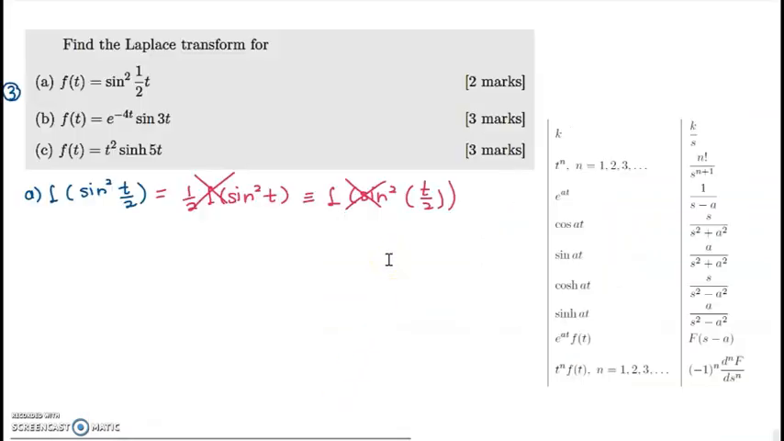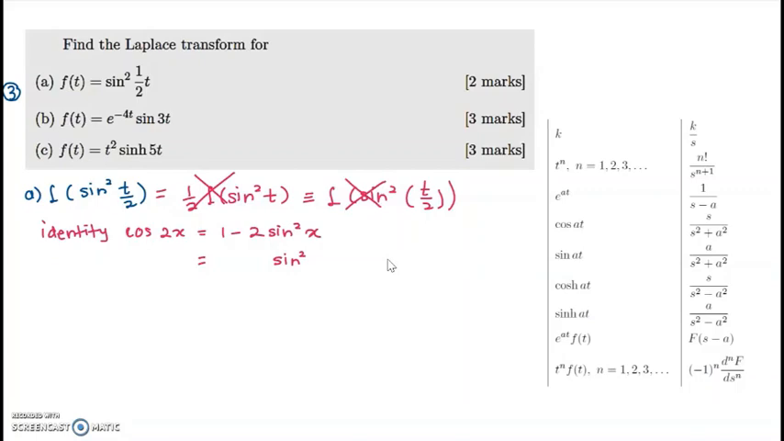So from the identity, we have cos 2x equals 1 minus 2 sine square x. This is what we have from the identity. Now we want to change accordingly, based on the term that we have. So we have sine square t over 2. So I'm going to change here sine square, so now x becomes t. Furthermore, we want to have x over 2, which is t over 2. So I want to change this one to be t over 2.